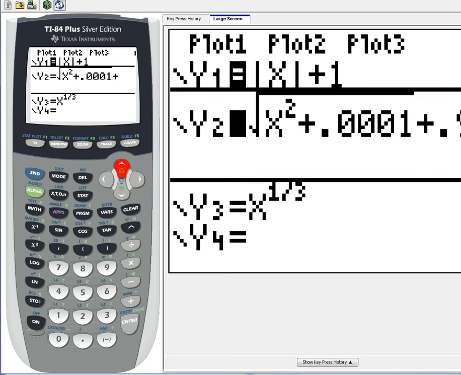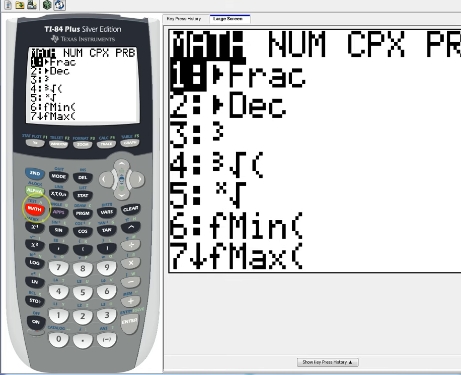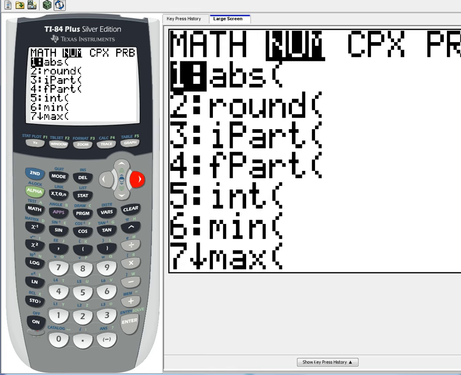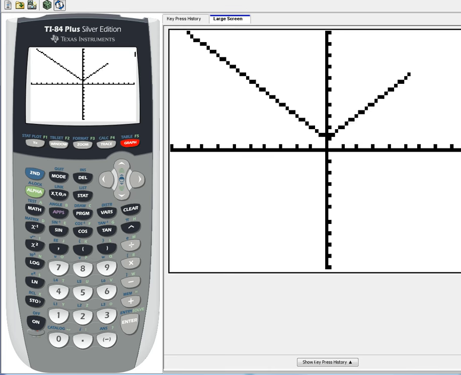We're going to select the first one, and I'm not going to worry about the other two. I'm going to take a look at absolute value of x plus 1. If you don't know how to get the absolute value of x, you hit math, scroll over to number, and there it is, the first one, absolute value. I'm going to hit graph, and we'll see the absolute value of x plus 1. You should already have that graph pictured in your brain.